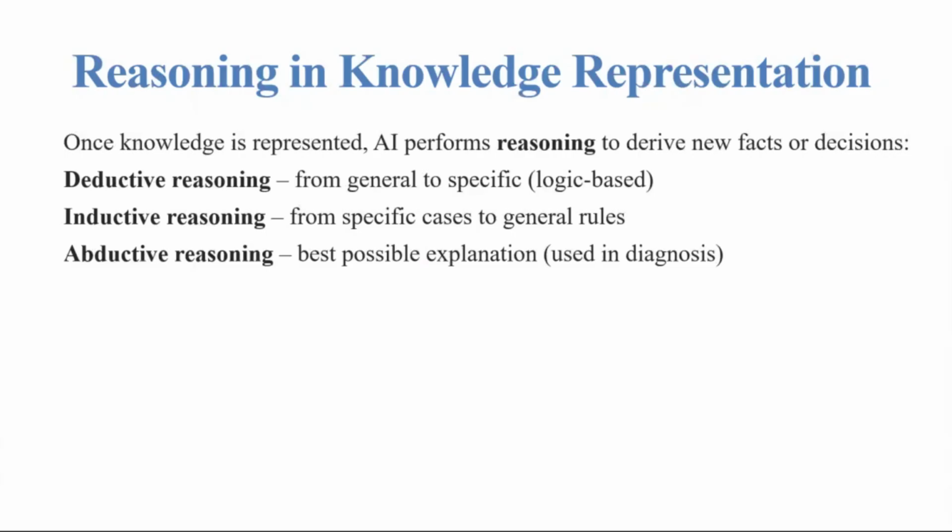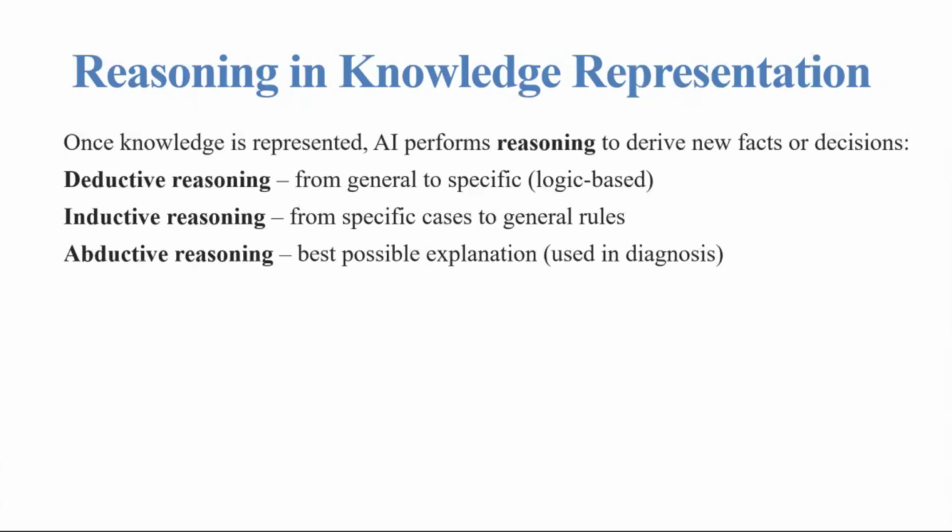Next comes abductive reasoning. Here the AI starts with an observation and tries to find the most likely explanation. Notice the words "most likely explanation." It doesn't guarantee that the conclusion is correct. It simply chooses the explanation that seems most reasonable.